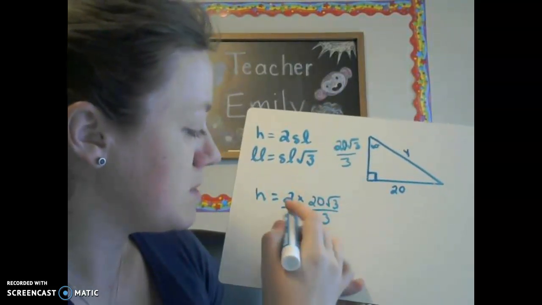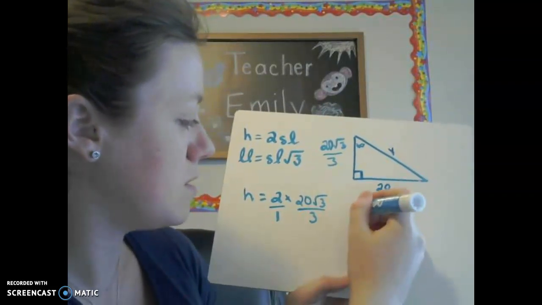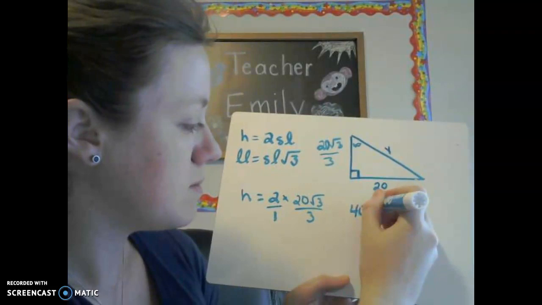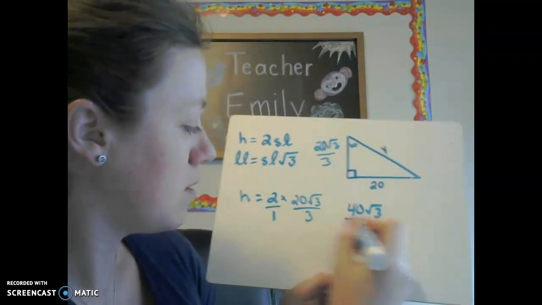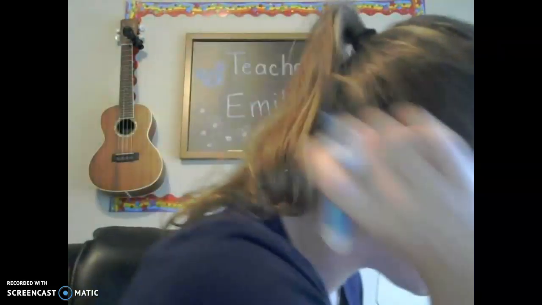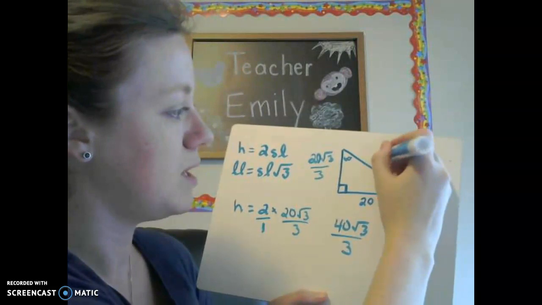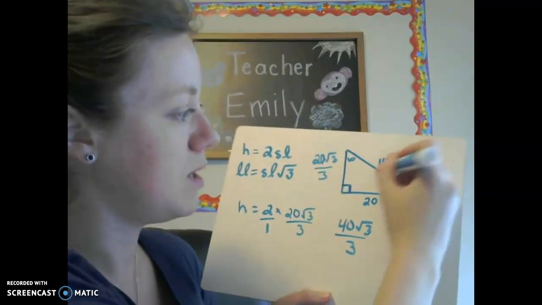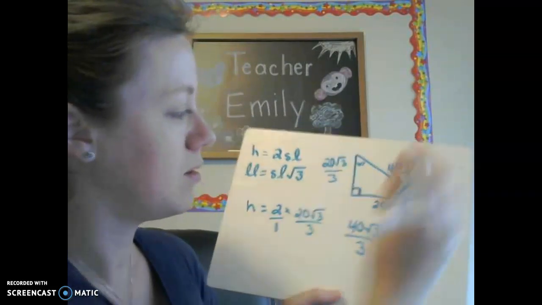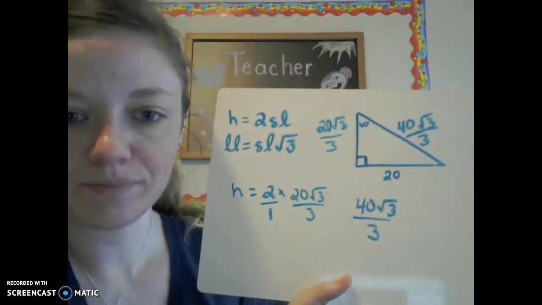So I can take the top times the top, bottom times the bottom, so 2 times 20 times the square root of 3 is 40 times the square root of 3, and 1 times 3 is 3. Let me make sure I got that right. Yep. So y is 40 times the square root of 3 over 3. And that's how you do number 20. Hopefully that helps a little bit.